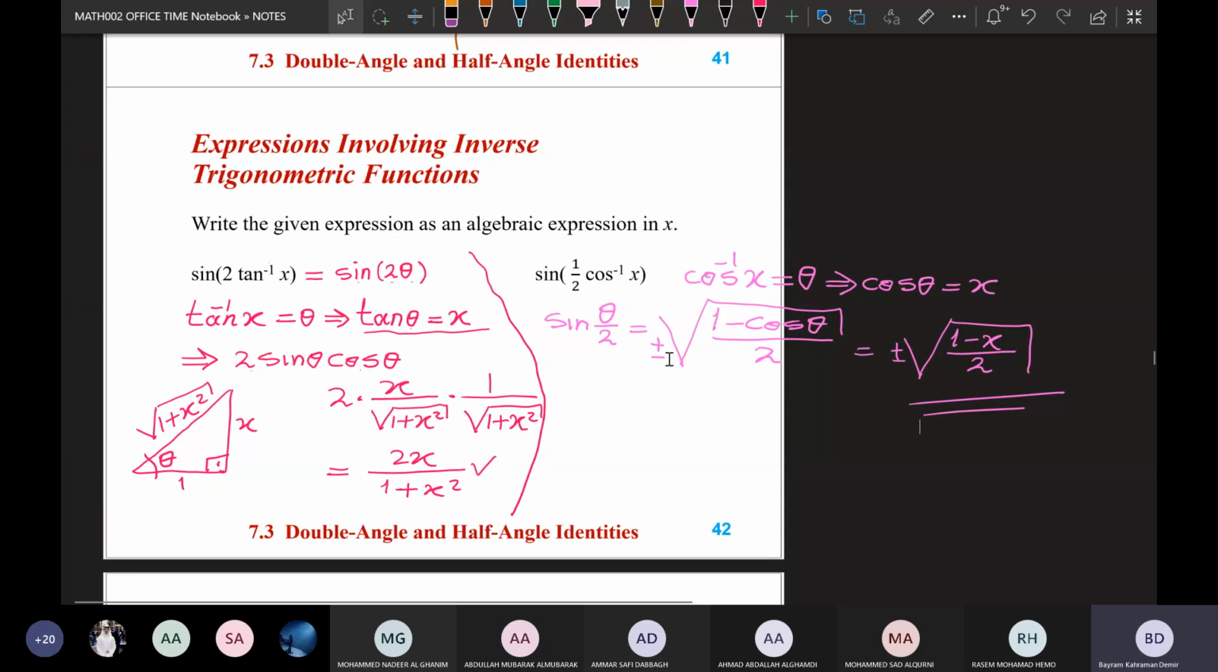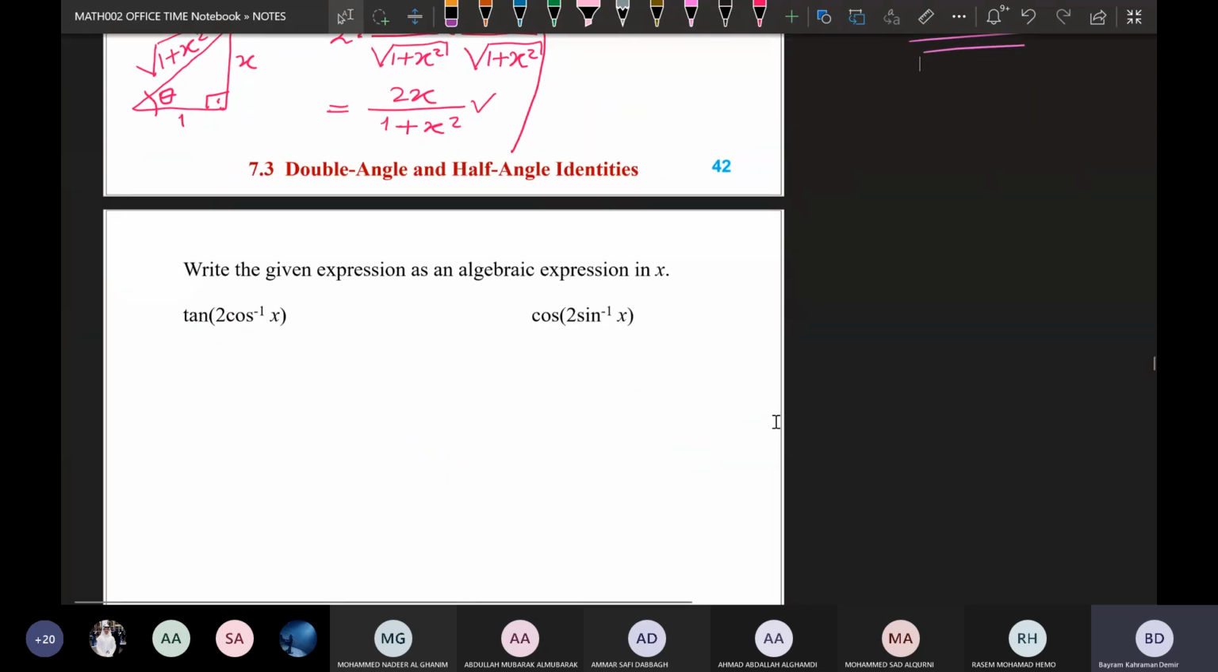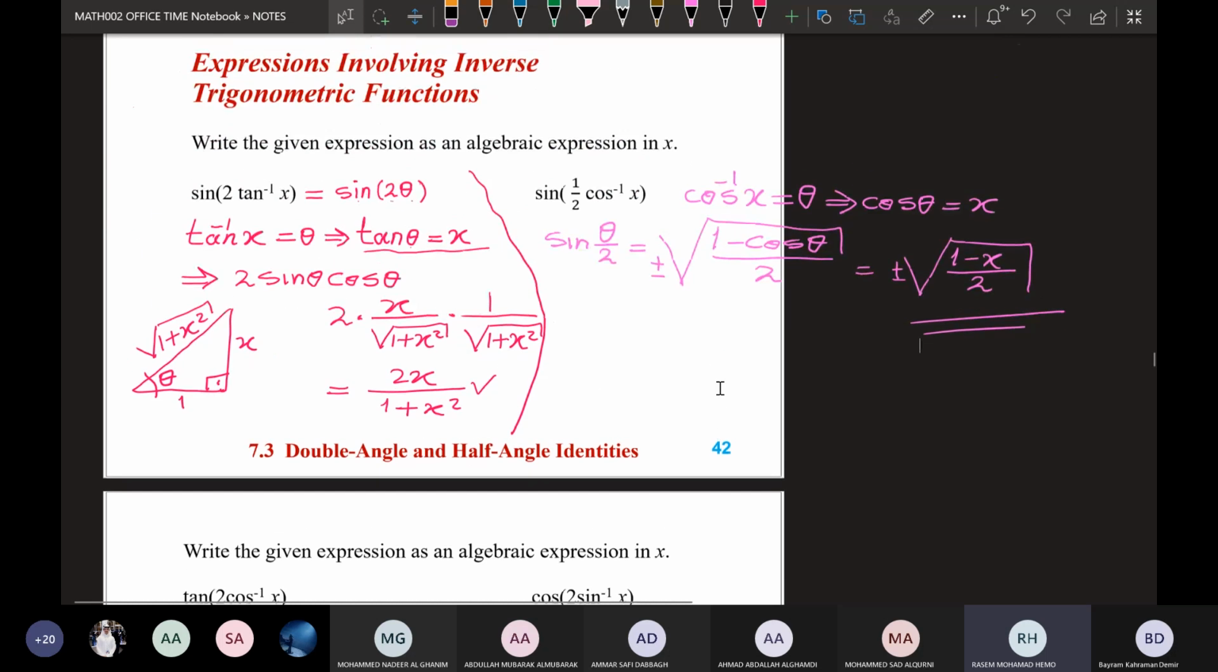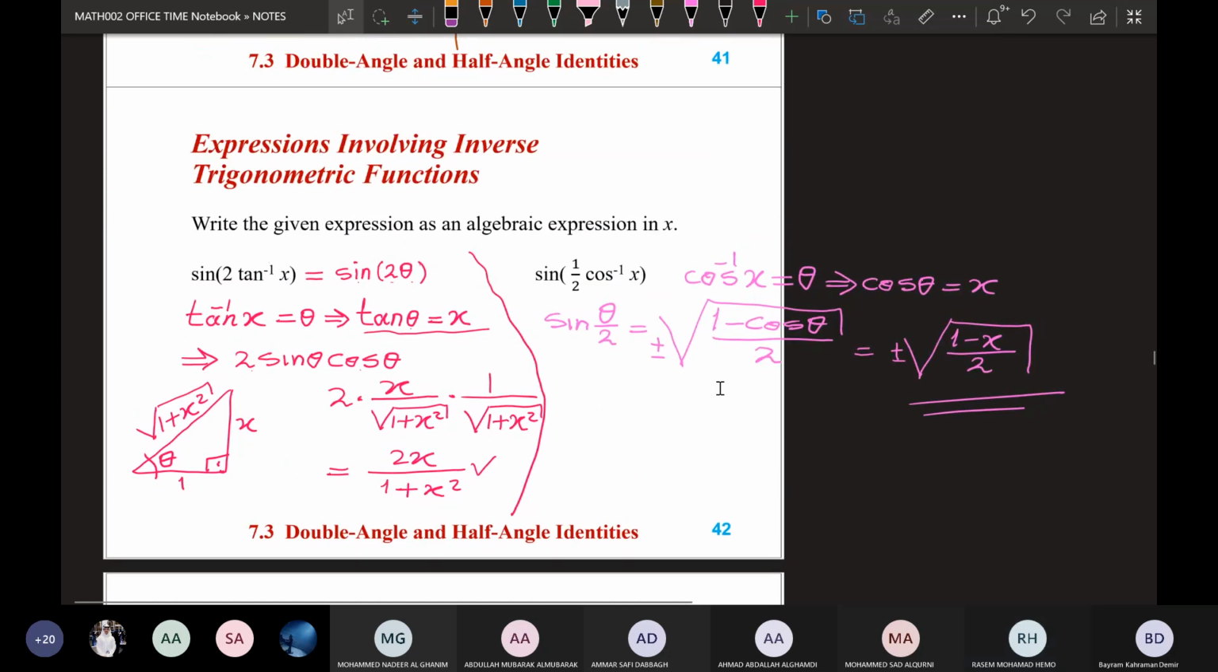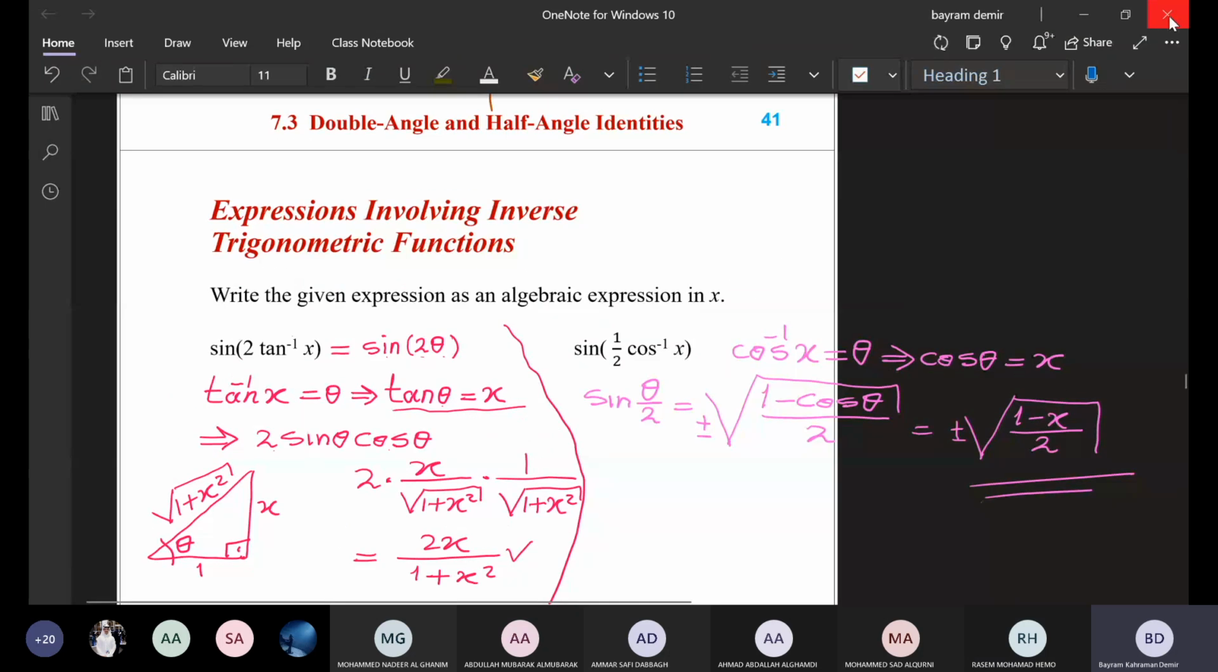So that's it. We have basically more exercises like this, just calling the cosine inverse x or sine inverse x equals theta, and then just use the formula again to find the expression in terms of x. Doctor? Yes. Where can I find these slides? Because in the class notebook it's empty. It is in our office time Teams lecture notes, Shabab.